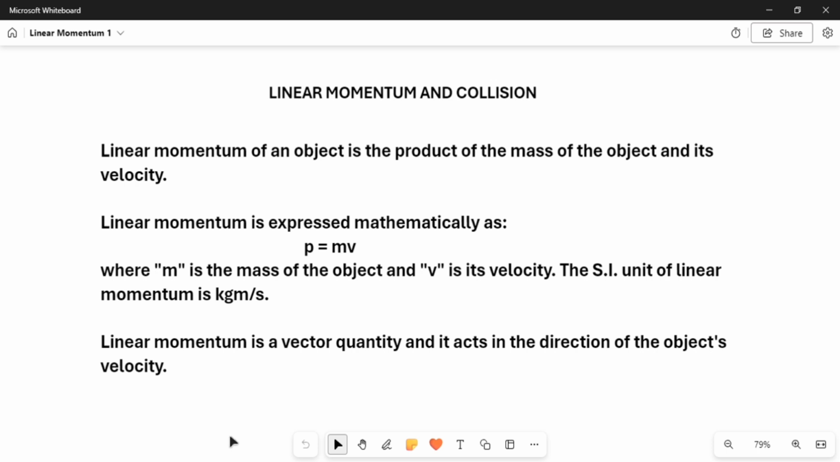In this particular lecture, I'll be talking about linear momentum and collision. But first and foremost, we're going to look at linear momentum first.